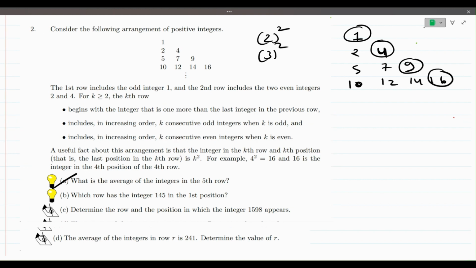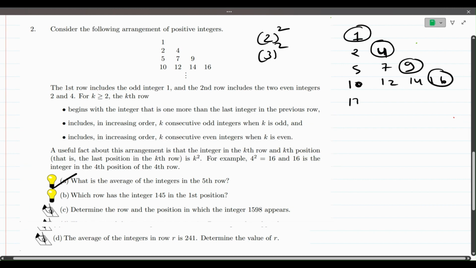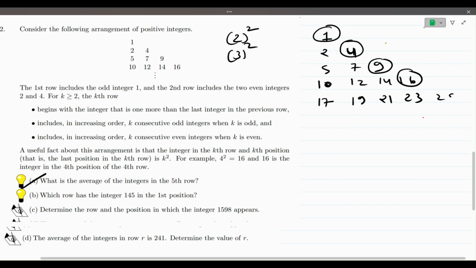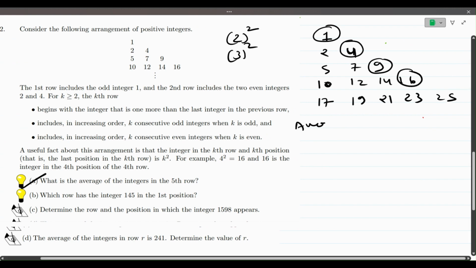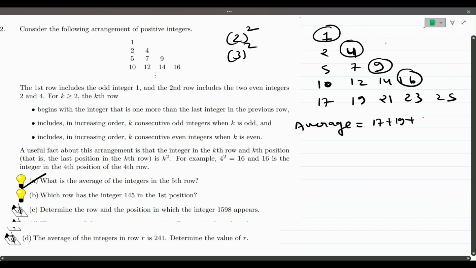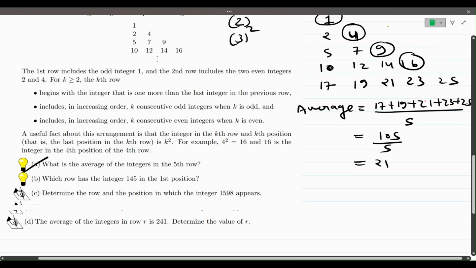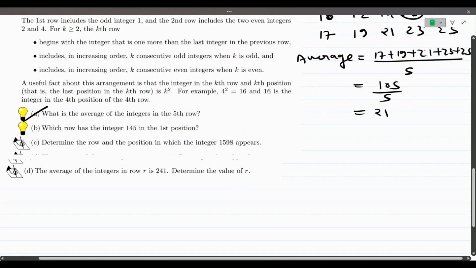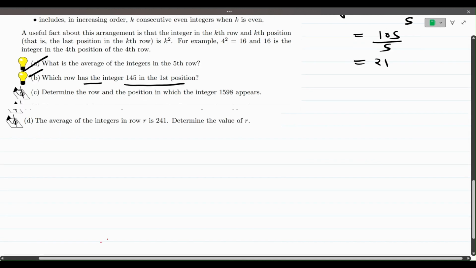The fifth row starts from 17, so it will have all odd numbers: 17, 19, 21, 23, and 25. The average of all these numbers will be, we divide by 5, which is 105 over 5, which is 21. So 21 is the average. Question number 2. Which row has the integer 145 in its first position?